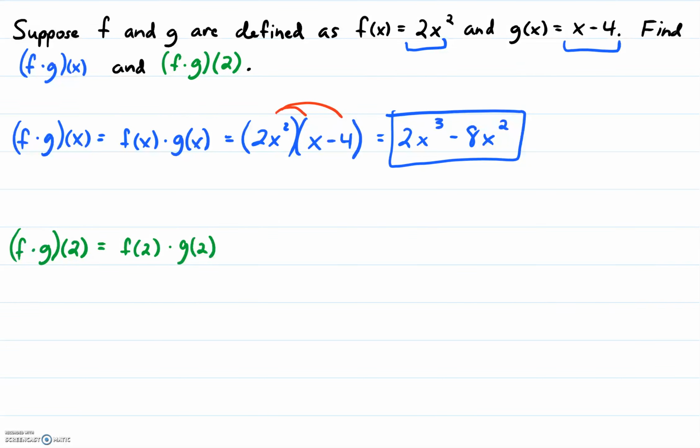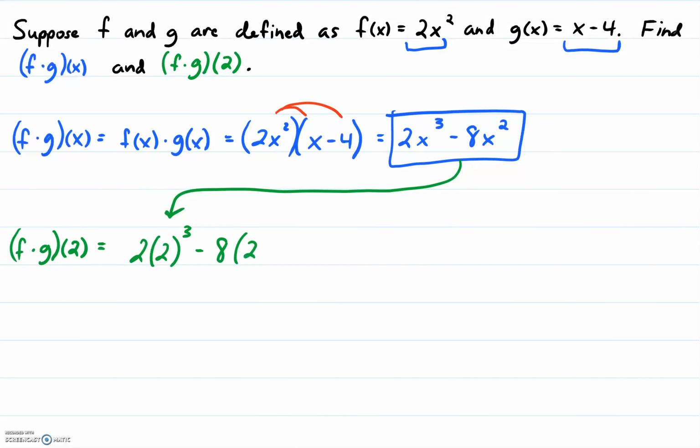But for this problem, we've already worked out what the f times g of x is. And so what we could do to save a little bit of time is we could say, well, the f times g of x is 2x to the 3 minus 8x squared. And all we really want to do is put 2 into the place of x in that function that we've already found, because we've already done the legwork. And so the second way of working out this problem is we could just say the f times g of 2 is going to be 2 multiplied by 2 to the third power instead of 2x to the 3, minus 8 multiplied by 2 squared instead of minus 8x squared.